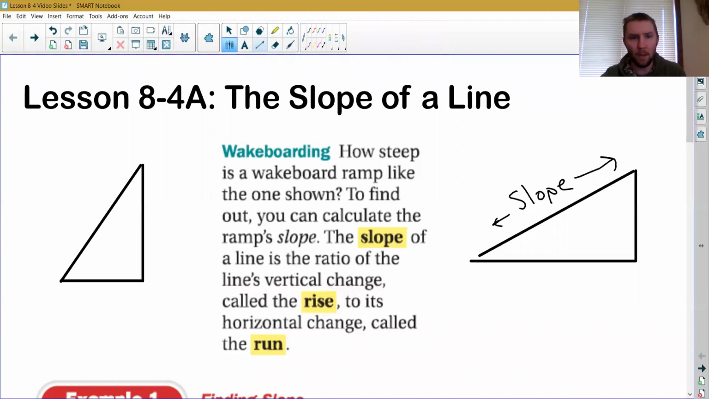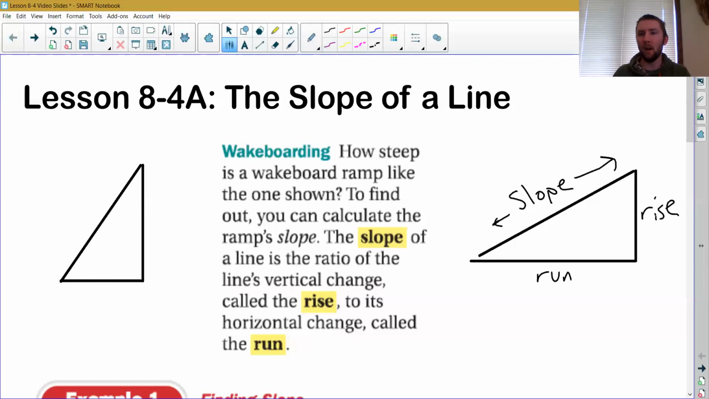And slope is described here as a ratio. It's a ratio, which basically means a fraction. Slope always could look like a fraction. And it's a fraction or a ratio of the vertical change, which we call the rise, and the horizontal change, which we call the run. Vertical change going up and down.